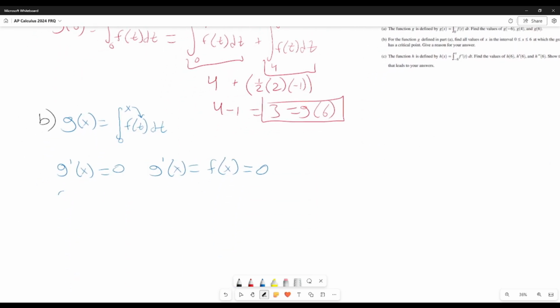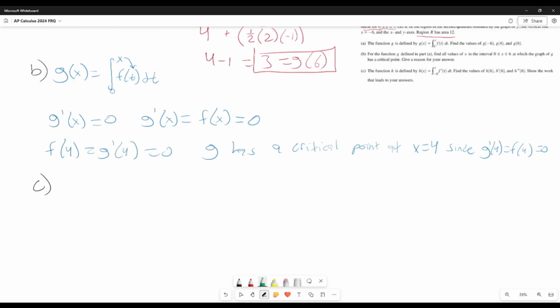So f of 4 equals g prime of 4, which equals 0. So g has a critical point at x equals 4, since g prime of 4, which equals f of 4, equals 0. And that's all the justification we need for part B.